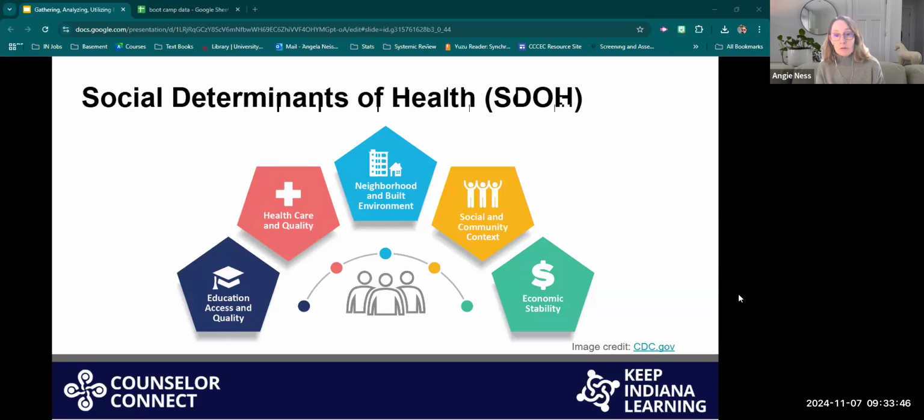So they can't control the access they have to education or that their caregivers have had access to. They can't control the access they have to healthcare and the quality of that. They can't control where they're living, whether it's a safe environment. They can't control whether they have a supportive community or have a social place in that community and in their schools. And they can't control the economics of their family. They can't control how much money their families get paid.